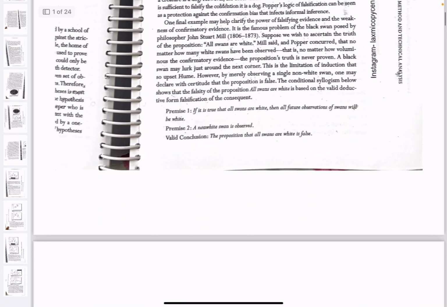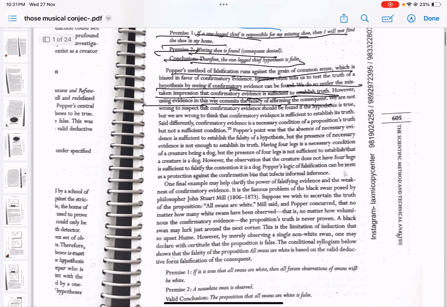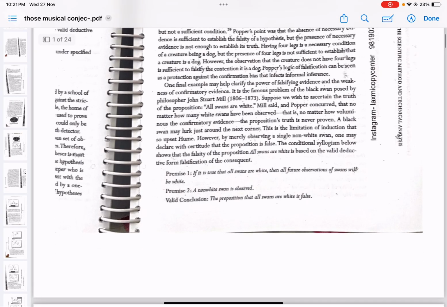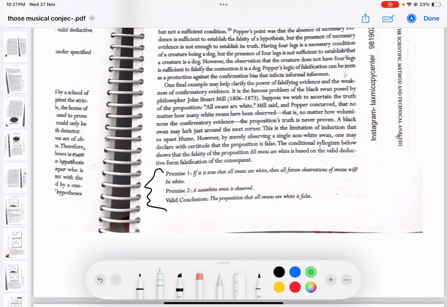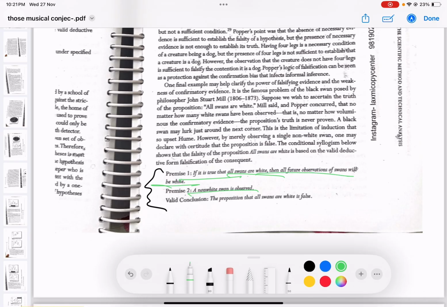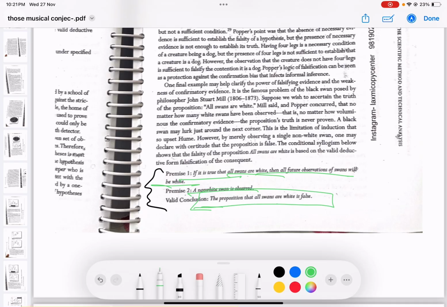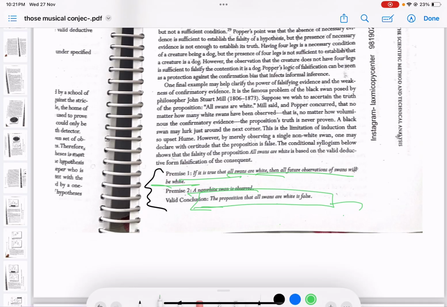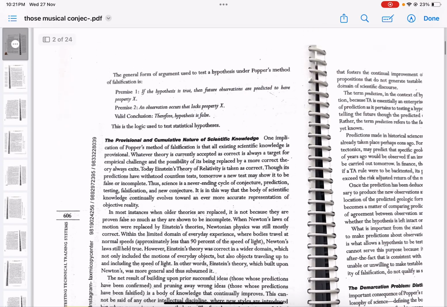All right, so that's about Popper's method of falsification. Now, if you look at this particular premise, if it is true that all swans are white, then all future observations of swans will be white. A non-white swan is observed. Valid conclusion: the proposition that all swans are white is false. So now this is a very valid thing to conclude.